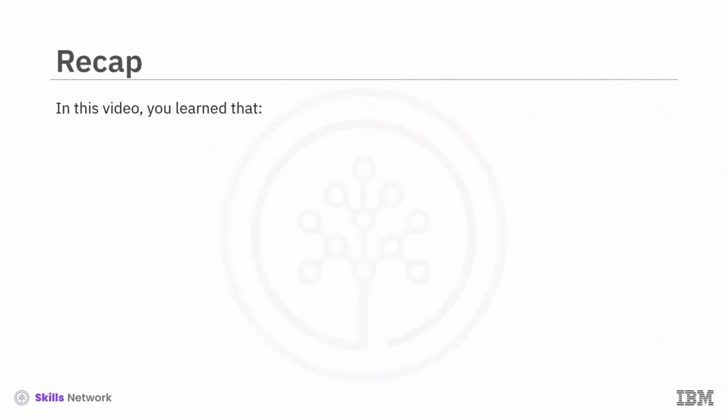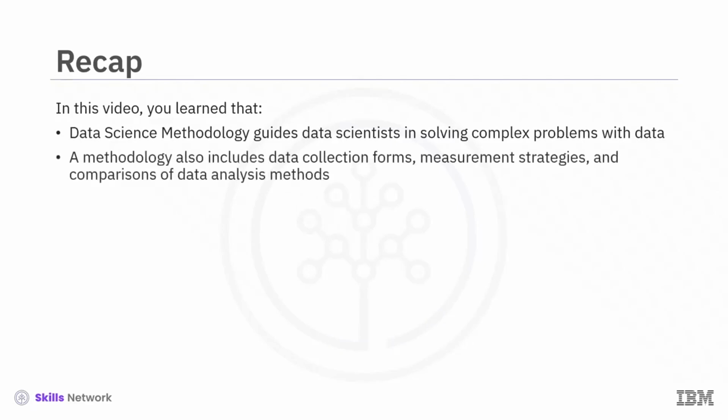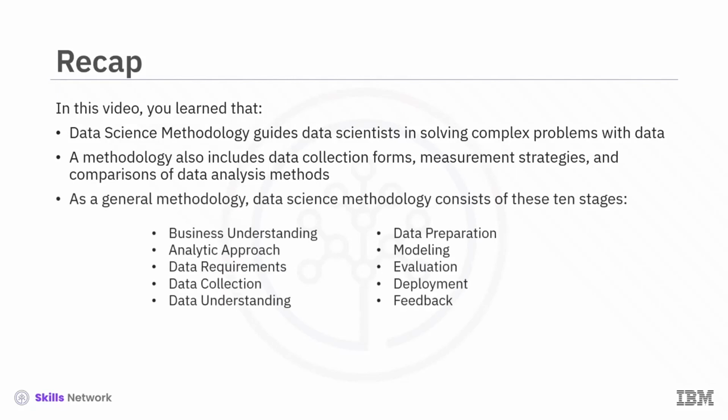In this video, you learned that data science methodology guides data scientists in solving complex problems with data. A methodology also includes data collection forms, measurement strategies, and comparisons of data analysis methods relative to different research goals and situations. As a general science methodology, data methodology consists of the following 10 stages: business understanding, analytic approach, data requirements, data collection, data understanding, data preparation, modeling, evaluation, deployment, and feedback.